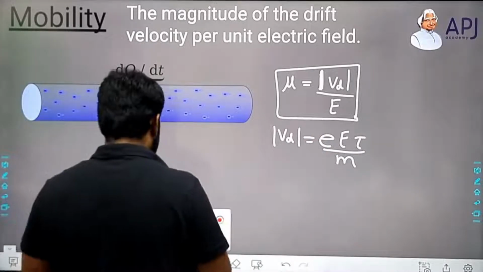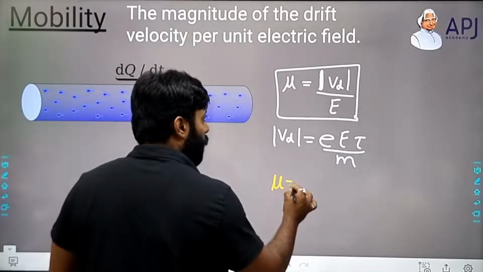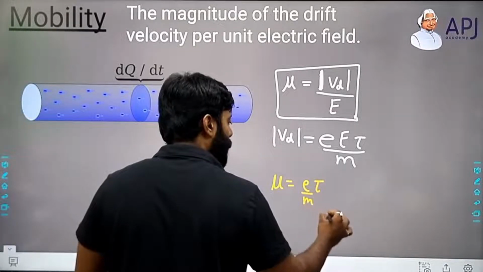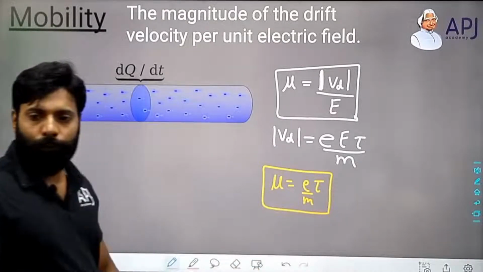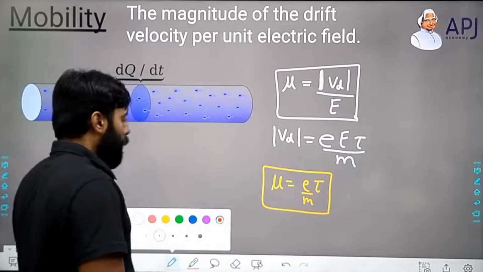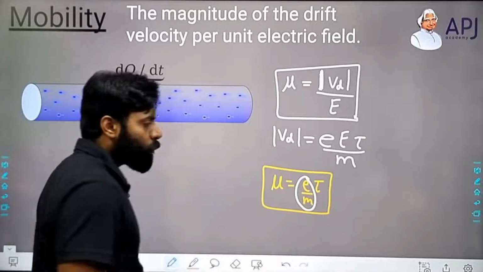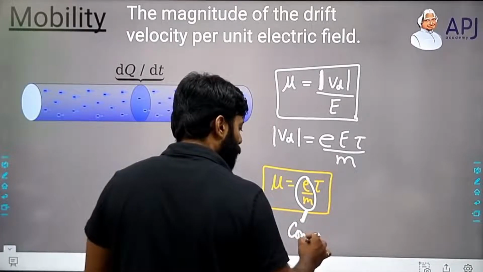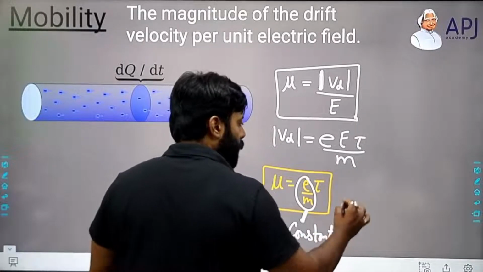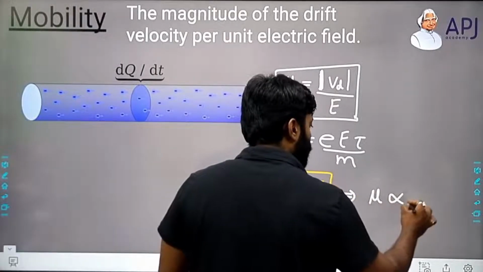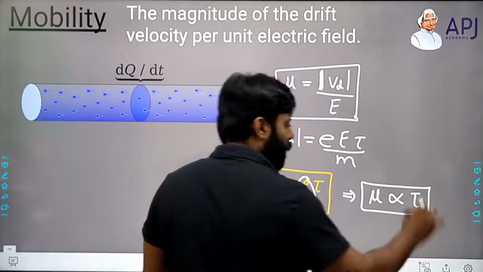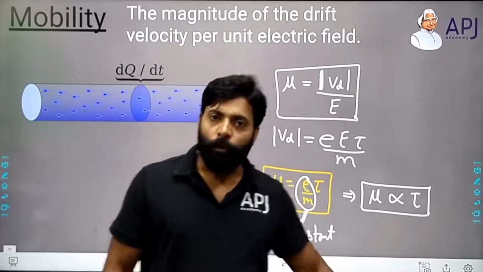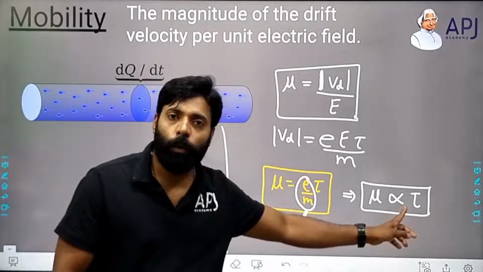And so mobility will become e tau by m. So mobility is equal to e by m times tau, and you are seeing here that e by m is always constant. So I can say that mobility is basically proportional to tau, that is the relaxation time. So mobility is directly proportional to tau, where tau is the relaxation time.